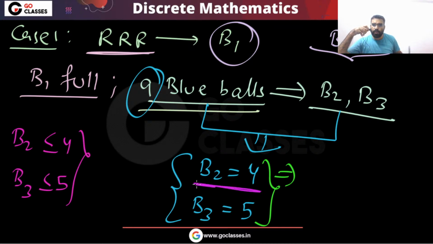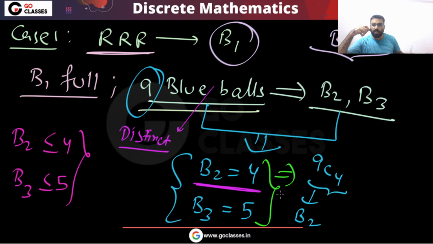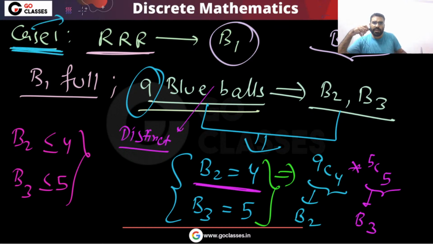And these blue balls are different, distinct. So you can notice that from the 9 blue balls you can select 4 and give them to B2, and the remaining 5 you can give to B3. So the answer in this case 1 will be 9C4. This is what you will get in case 1.